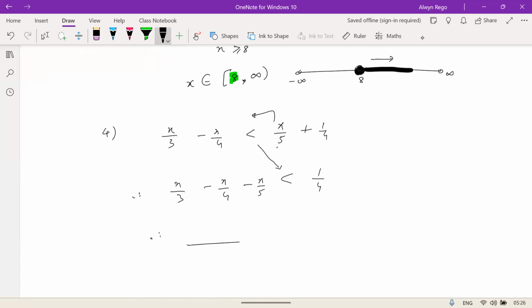Therefore, I can take the LCM here. So it says 20 is the LCM. No, not 20. 12, 60. 60 is the LCM here. So take the LCM 60. So you have the 3 times 20, so 20 times x.